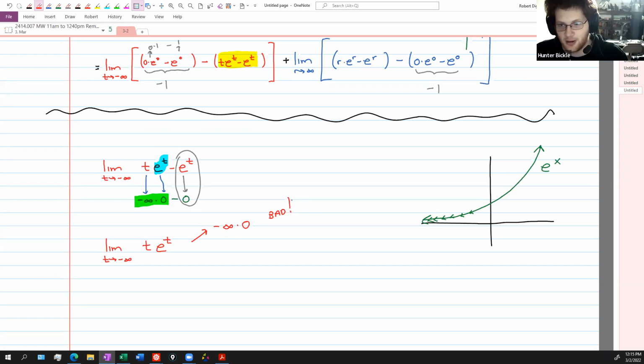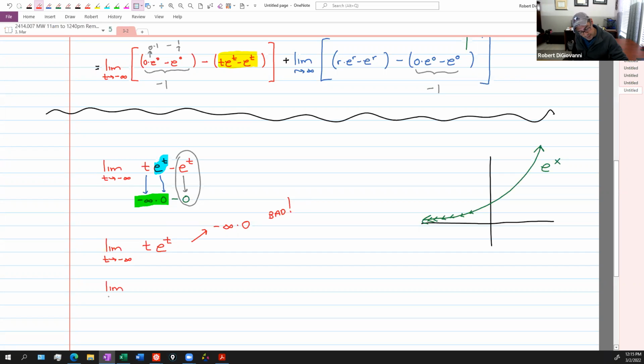We take the natural log of it. Nope, no natural log on this. You have to rearrange it. Anytime you have 0 times infinity, you have to pick one of them and drop it to the bottom. Okay, so watch, this is what I mean.